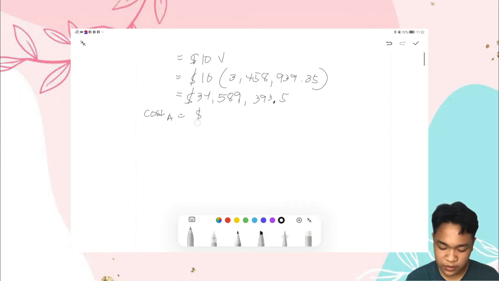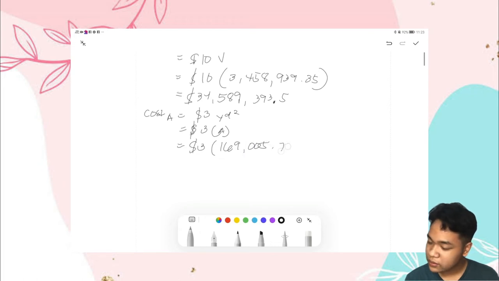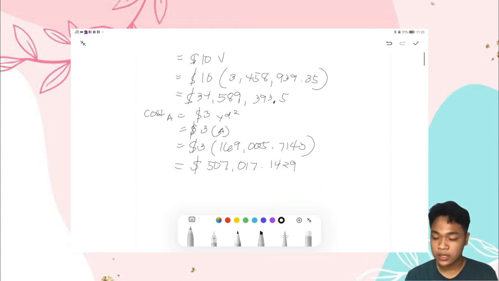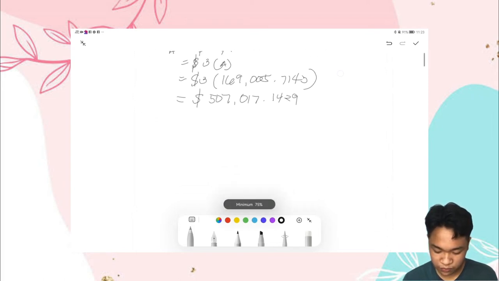Now we are going to solve for the cost of the area. The given was $3 per square yard. So $3 multiplied by the area, which was 169,005.7143. The answer will be $507,017.1429. So now let us solve for our total cost.